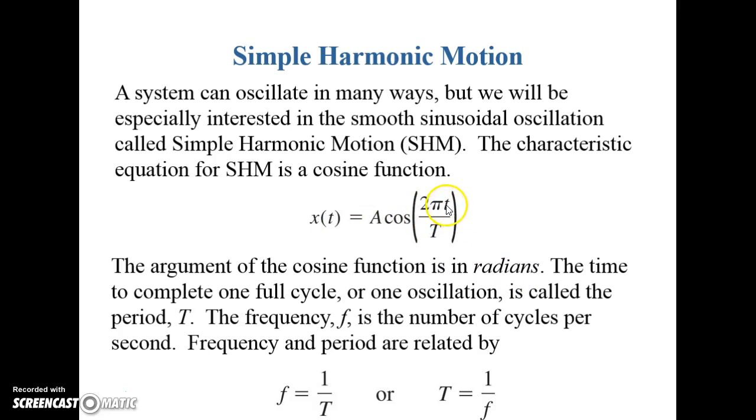This is whatever time you're at, and the T here is the period. It's the time for one full cycle or one oscillation. We call that the period. And then the frequency is the number of cycles per second, so they're just inverses of each other. You will find that this 2 pi over T, we're actually going to replace with omega, the angular frequency, which is found essentially in radians per second.